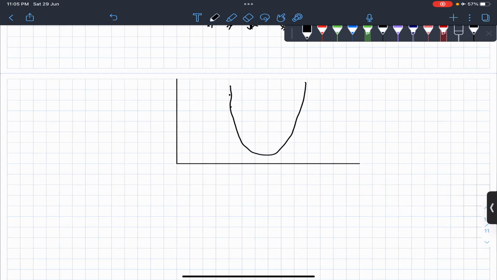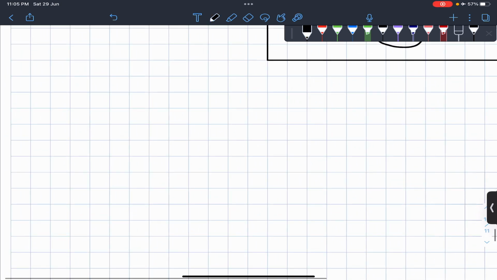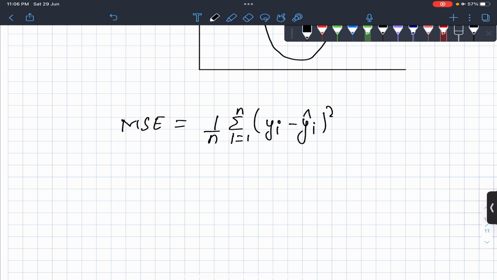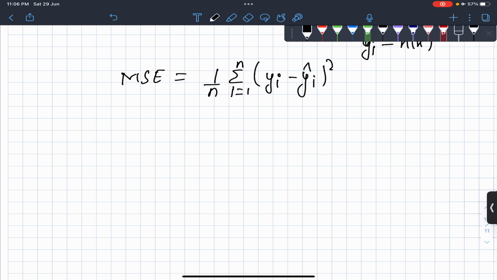So what was our MSE? You can also use h of x, it doesn't matter. Now we have to optimize this in a way that we get the best beta 0 and beta 1. For that we will use gradient descent.